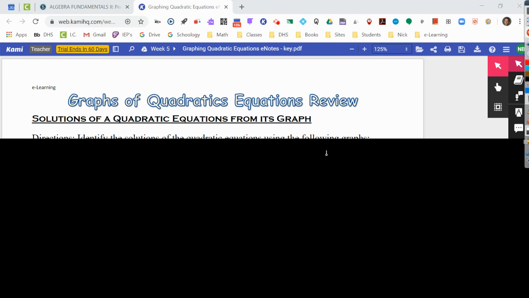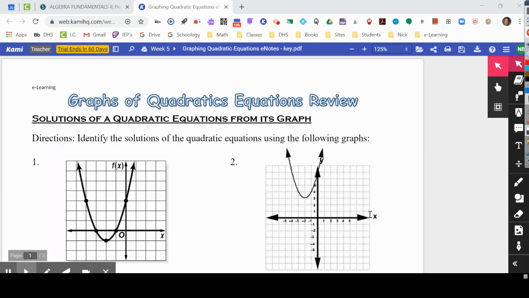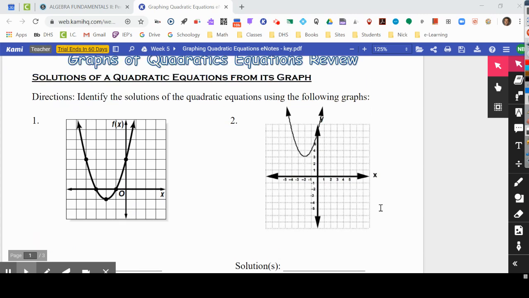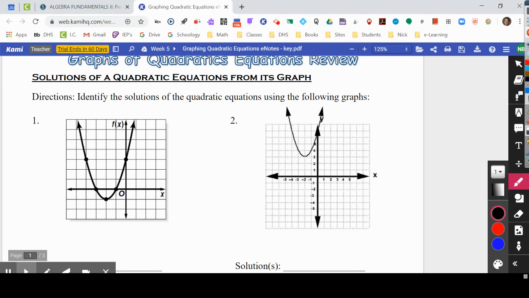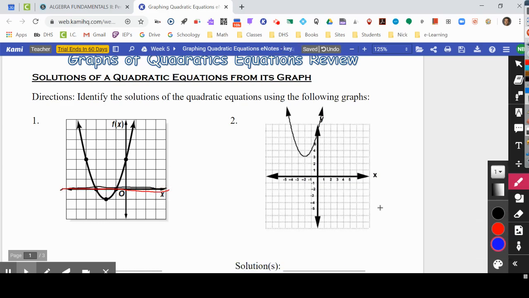Okay, so first thing, we're going to look at the solutions of a quadratic equation from its graph. In our first two examples, we want to identify the solutions of the quadratic equations using the graphs. If we recall, our solutions for our quadratic equations are going to be the x-intercepts. At what values of x does the graph intercept the x-axis?